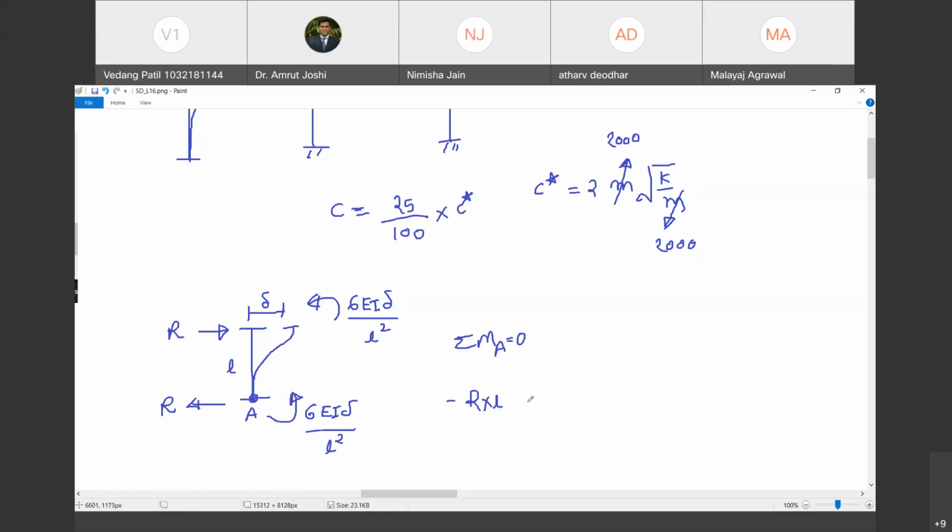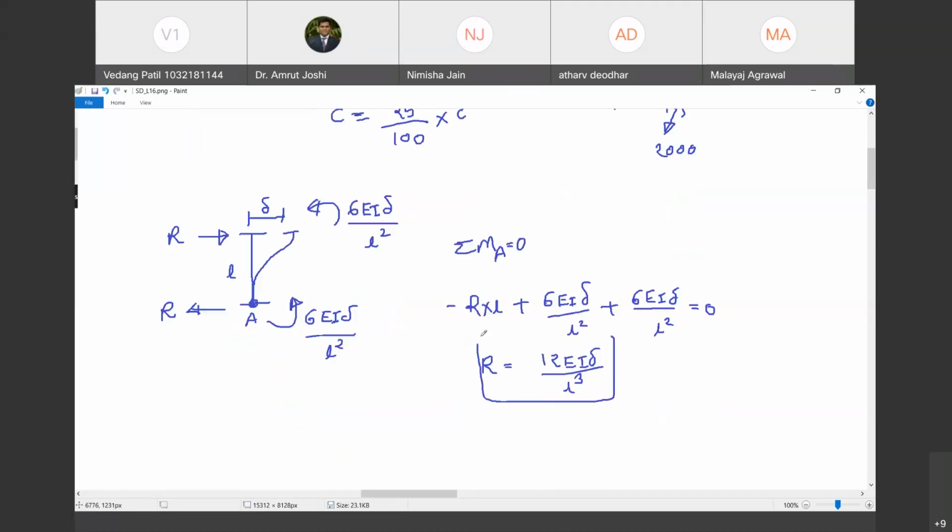And then you have this anti-clockwise moment. Therefore, plus sign, which is equal to 6 EI delta upon L square. Happy? Yes, sir. And summation of moments about A must be equal to 0. That gives me what? These two moments go on other side, become negative. That negative sign cancels with this negative sign. I get R is equal to 12 EI delta upon L cube. Any doubt? No, sir. Are you with me? Yes, sir.